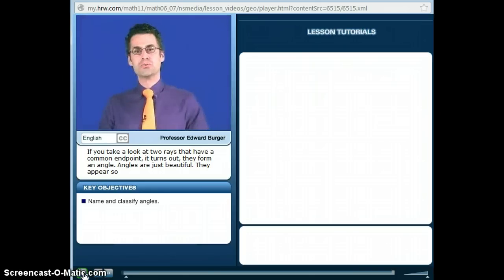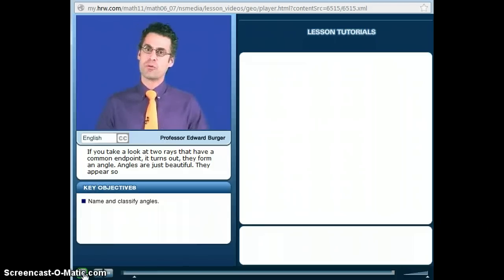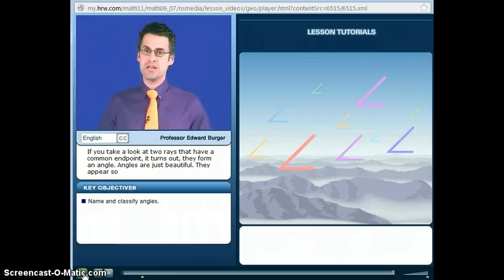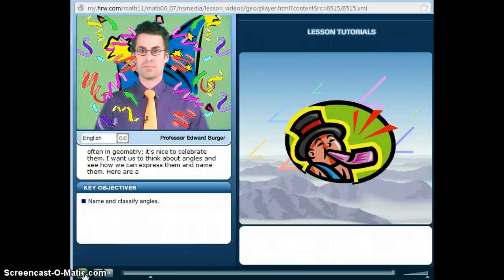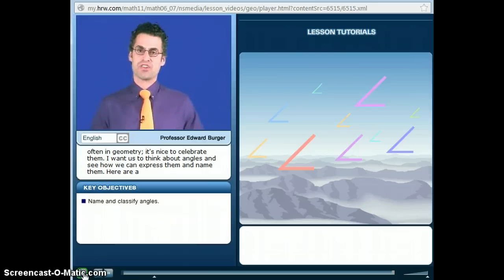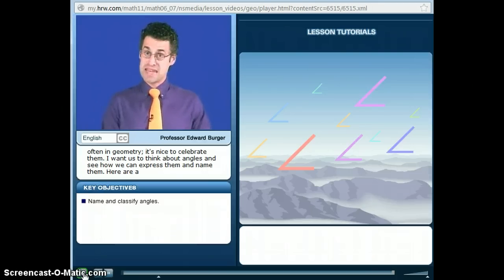If you take a look at two rays that have the common endpoint, it turns out they form an angle. Angles are just beautiful, and they appear so often in geometry, it's nice to celebrate them. So I just want us to think about angles and see how we can actually express them and name them.